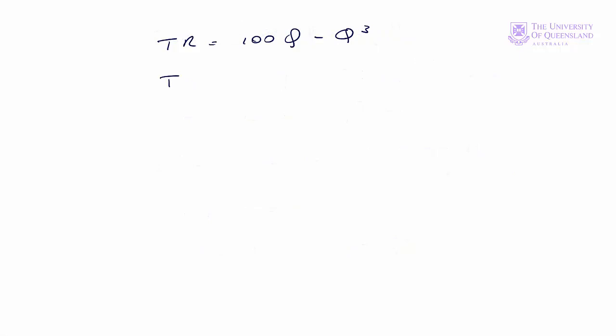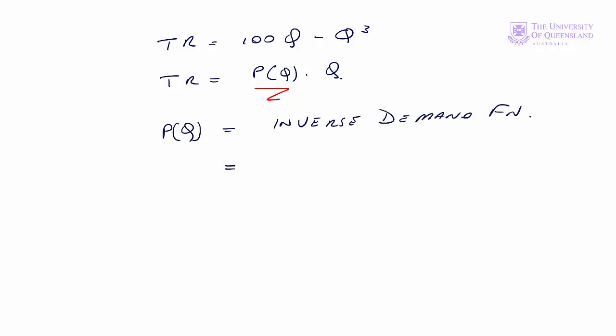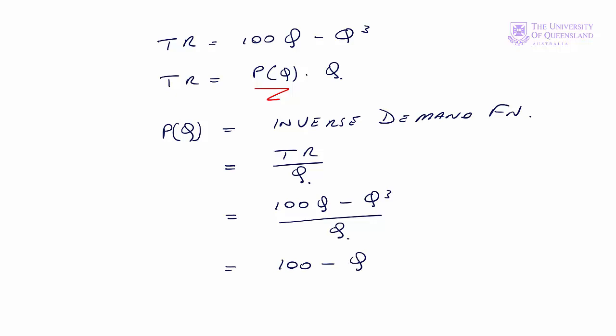As we saw before, total revenue is equal to price as a function of quantity times quantity. This is our inverse demand function. So price as a function of quantity, the inverse demand function, is equal to total revenue divided by quantity. So that's 100q minus q cubed on q, and it's equal to 100 minus q squared. So we found both the total revenue function and the inverse demand function.